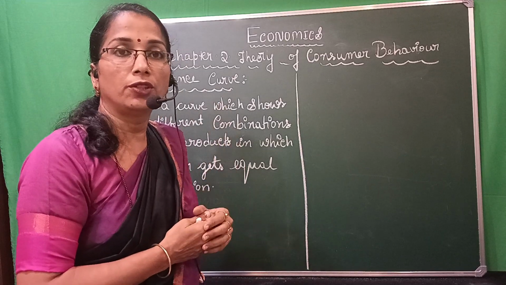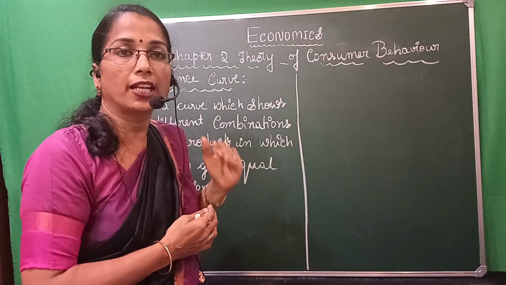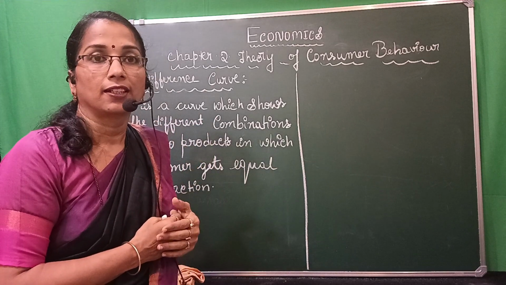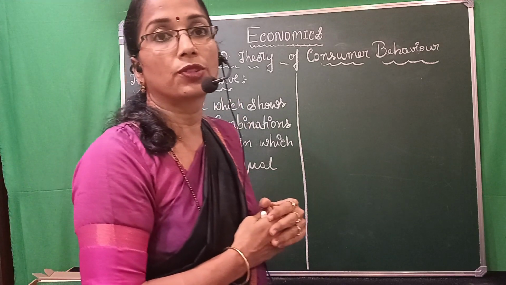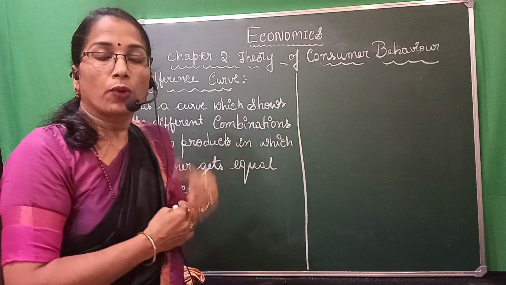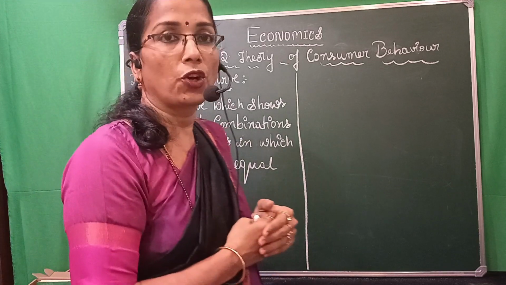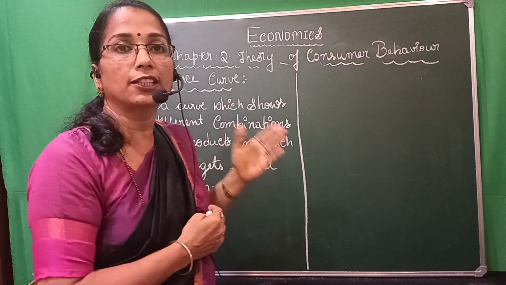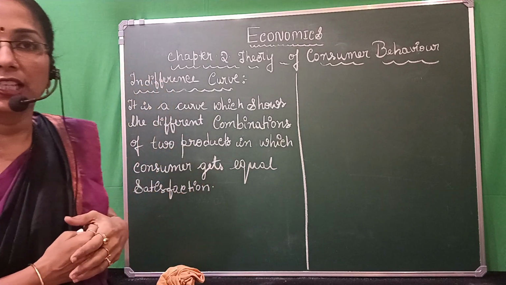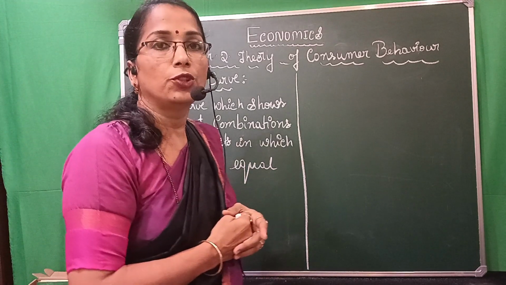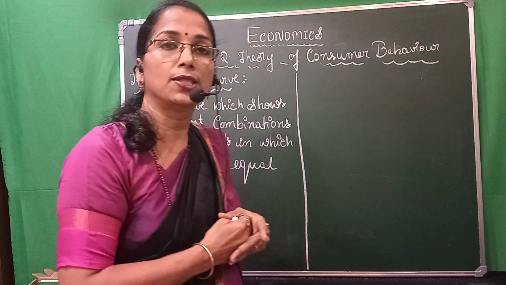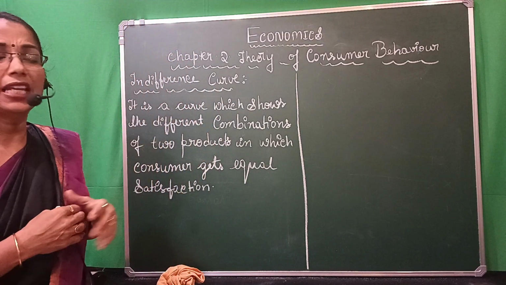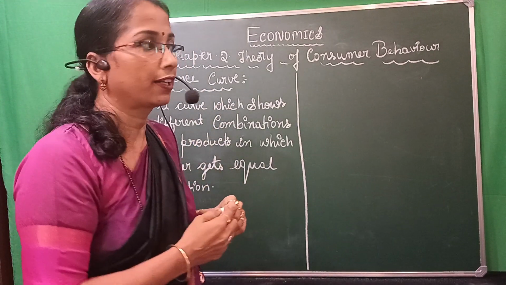So what is that ordinal utility analysis? Ordinal utility analysis measures utility in terms of ranks, whereas cardinal measures in terms of numbers. Why? Because in reality we cannot measure the utility in numbers, rather we can rank them. So indifference curve analysis uses ordinal utility analysis to study consumer behavior. Let us understand this indifference curve analysis with the help of a diagram.